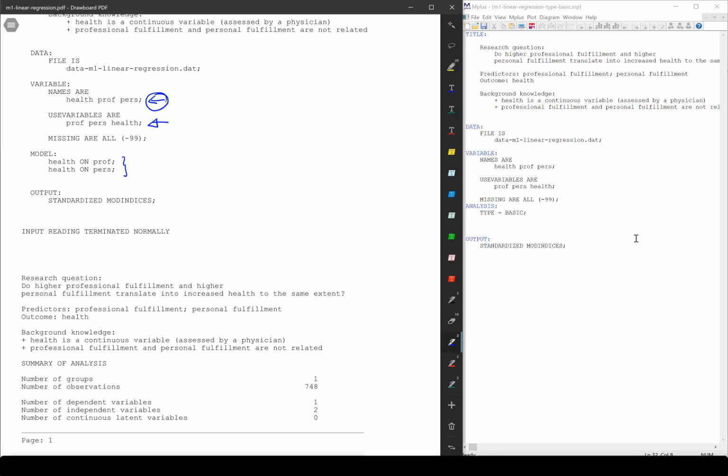Now, the way you actually write this in equation form would be something like scores on health for individual i are a function of some intercept of health. This is the level of health you expect a person to have if they have a score of 0 on both personal and professional fulfillment. So that's the intercept. Let's mark it here in red.